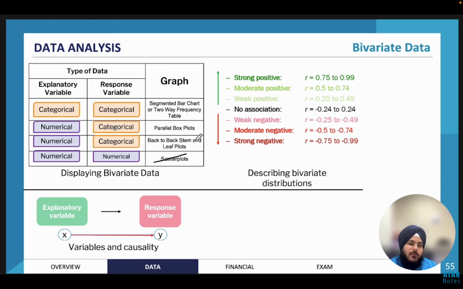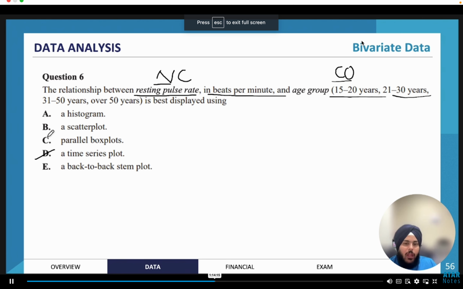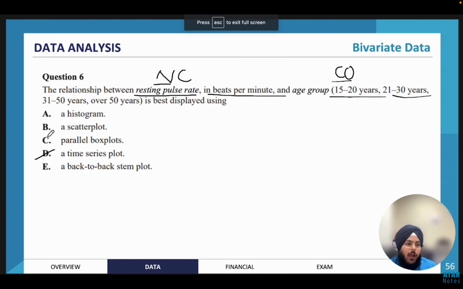And it's also not going to be back-to-back stem and leaf plots, because for stem and leaf plots, we usually have more than one categorical variable, which we do in this sort of case. But it's definitely not going to be a time series plot. It technically can be a parallel box plot, but would that be the best way of representing this? Probably not. So let's just look at the other examples.